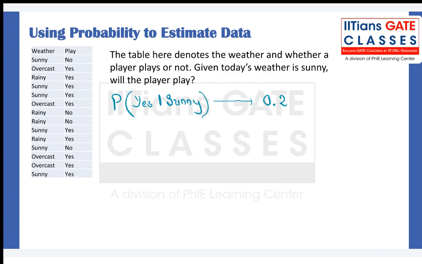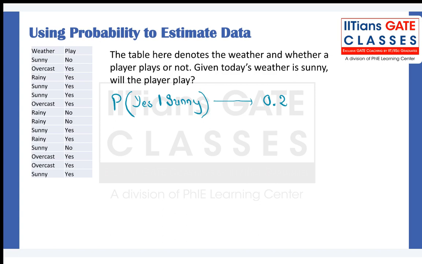And I can say that with 80% chances, given the weather is sunny, the person will not play, which also means that I can be 80% sure that he will not play. So most likely he will not play. Correct? It's a probabilistic model. It's not a deterministic model. You're predicting something.